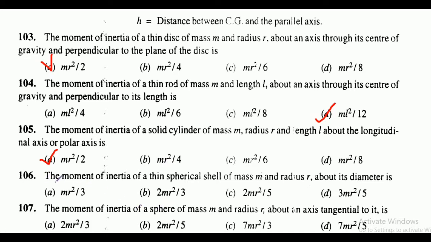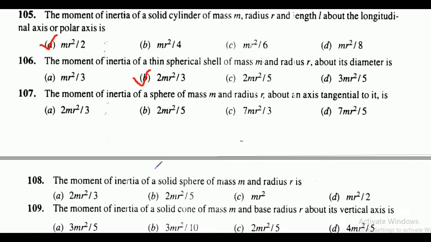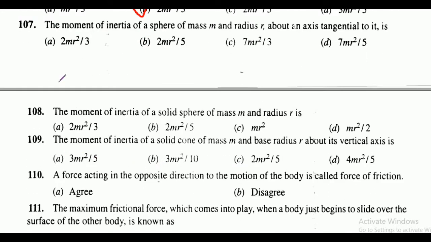Next is the moment of inertia of a thin spherical shell of mass m and radius r about its diameter is, here friends, these are the options, and here correct answer is option B, that is 2mr square upon 3. Now next is question number 107. The moment of inertia of a sphere of mass m and radius r about an axis tangential to it is, here friends, these are the options, and here correct answer is option D, that is 7mr square upon 5.